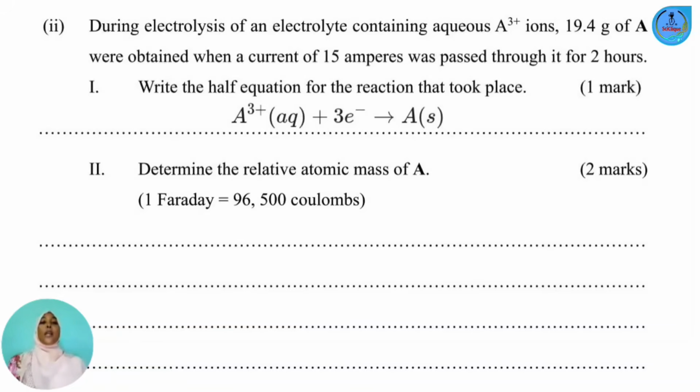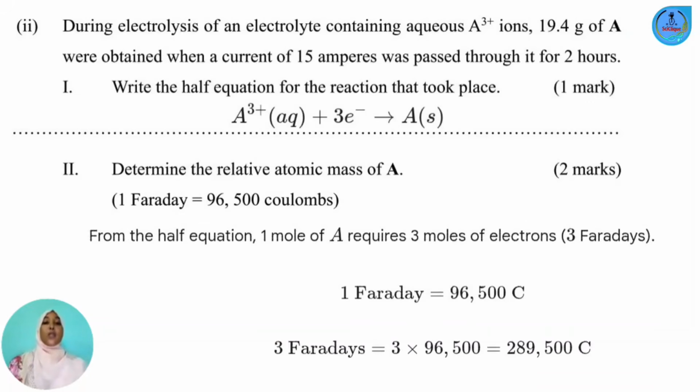Okay, so we are being told that 1 Faraday equals 96,500 coulombs. Acha tuanze. So we are going to use the half equation to guide us, right? From the half equation, we know that 1 mole of A needs 3 moles of electrons in order to be deposited. Si tunaona? Yeah, we need 3 moles of electrons. Now, 1 Faraday is equal to 1 mole of electrons and it's equal to 96,500 coulombs. So that means for us to use the 3 moles of electrons, we need 3 Faradays.